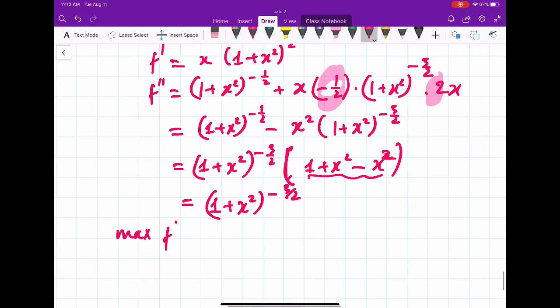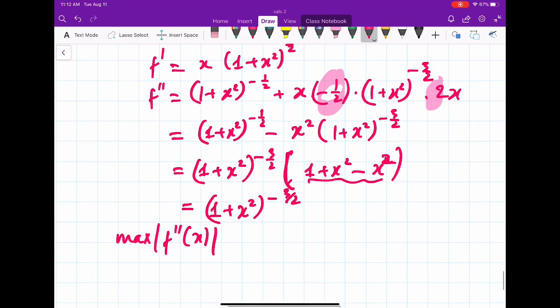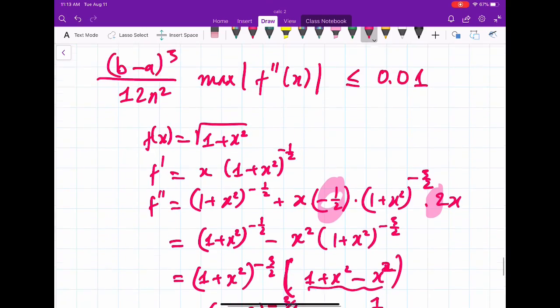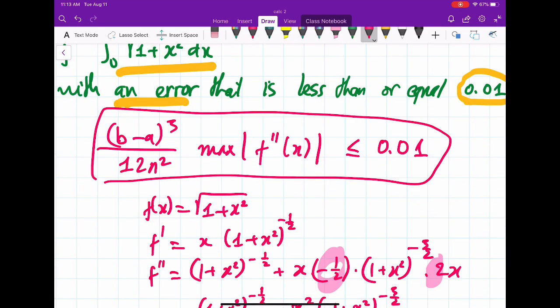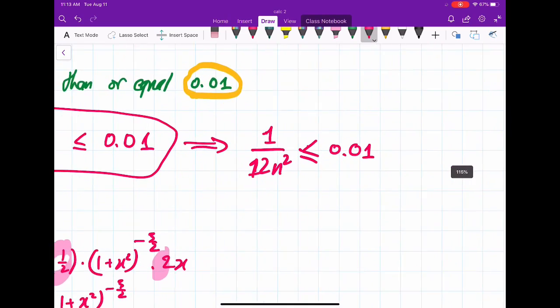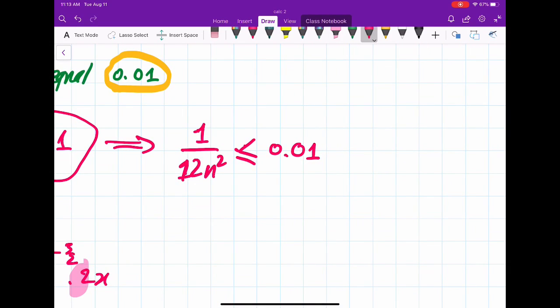So in this case, the maximum of the second derivative on the interval, our interval is 0, 1, is, let's write this, just 1 over (1 plus x squared) to the 1.5. So you can see the maximum would be 1 when x equals 0. Is that correct? Okay, so I have maximum is 1. Then from the formula of the error, b minus a is just 1, divided by 12 n squared, times 1, less than or equal to 0.01. And solving this, we can find the smallest number n that we need.